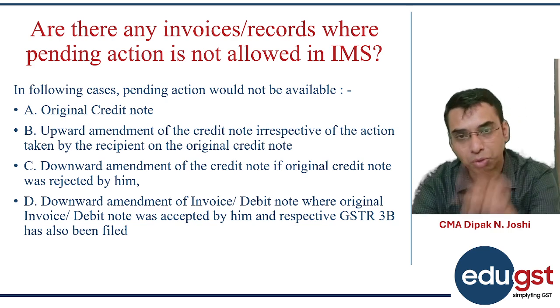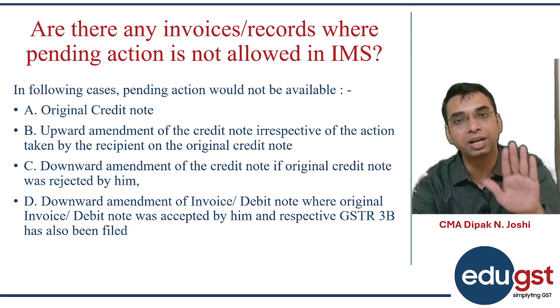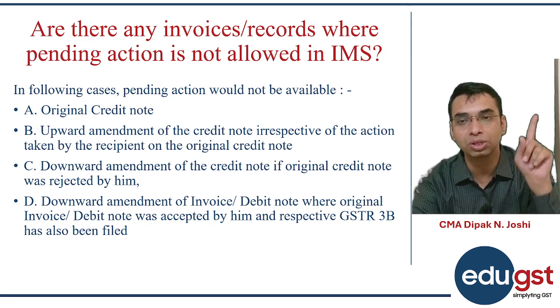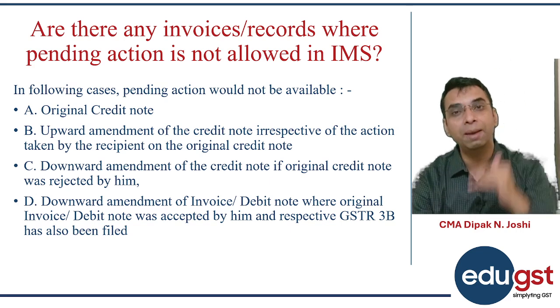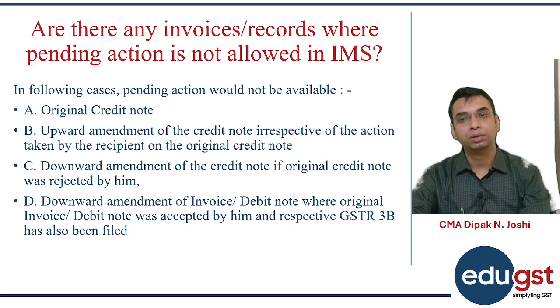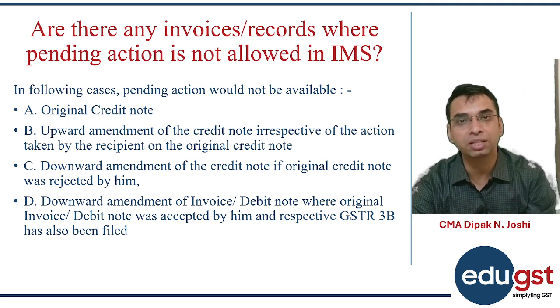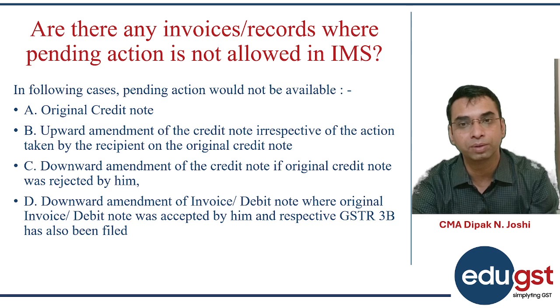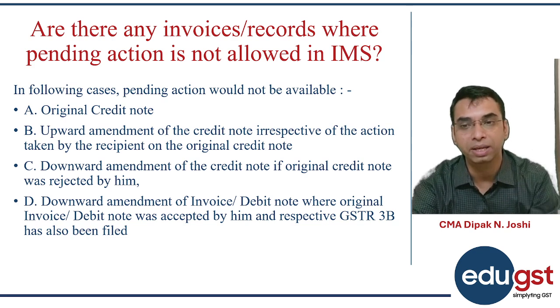So either you require to accept this record or you require to reject this record. You cannot keep this record pending for the future action. कौन से है? First is original credit note. Second, upward amendment in the credit note. The value has been increased from say 100 to 200 rupees. In that case also you cannot keep those credit notes pending.